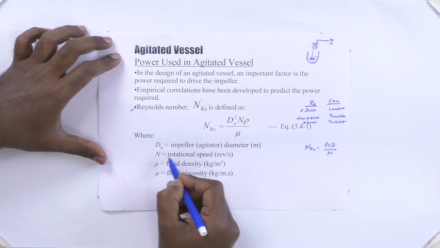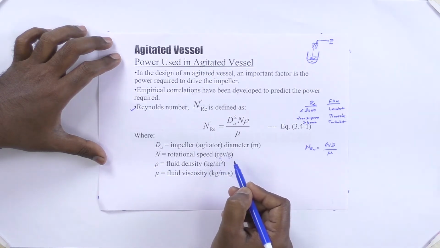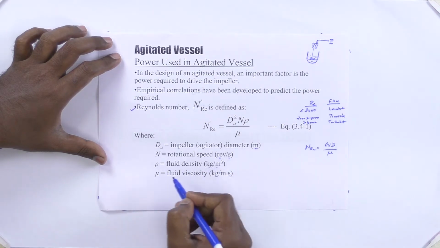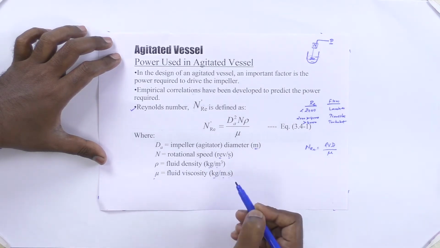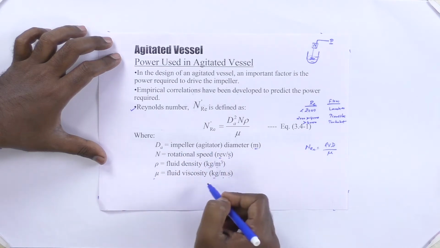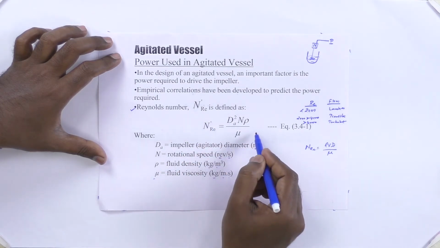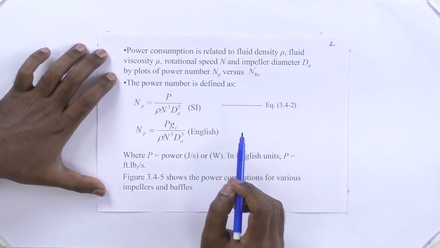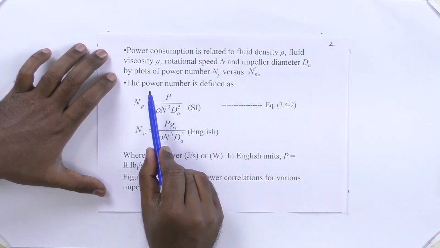So N is going to be in revolutions per second, diameter is in meter, rho is in kilogram per meter cube, and mu is in kilogram per meter second. So these are the unit systems we are going to follow, and this is the formula to calculate the Reynolds number for a mixing apparatus. Next, we are going to see the power number.